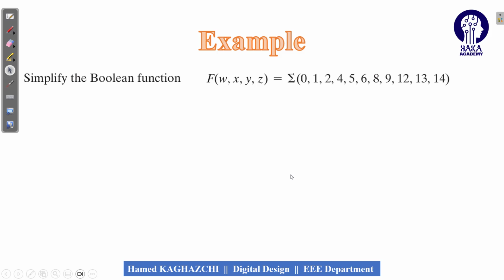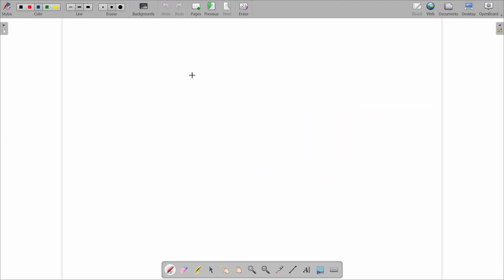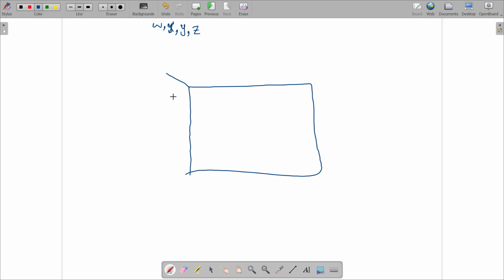Okay, now let's consider this example. I want to explain how we can find the simplest Boolean function. Now I want to draw it myself to show you how we can do it. My Boolean function was of W, X, Y, Z. Now look here, draw the square, write WX for the rows, and YZ for the columns.